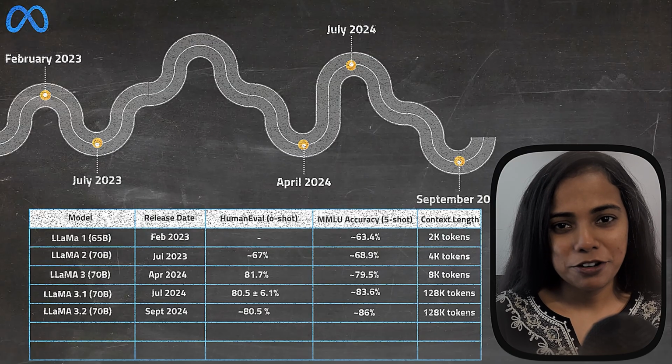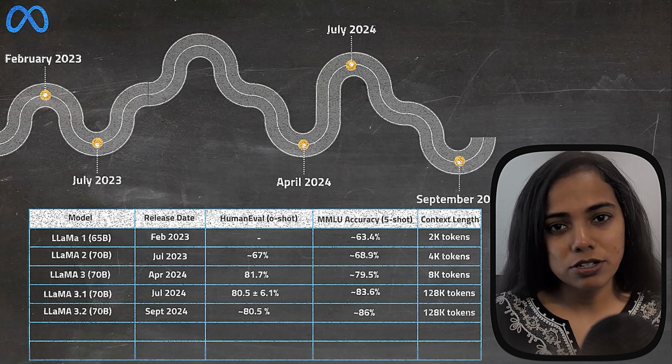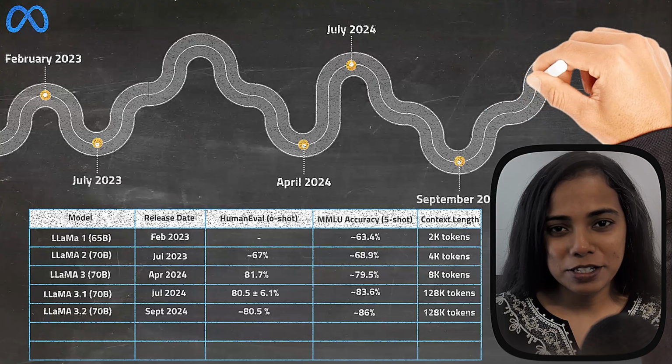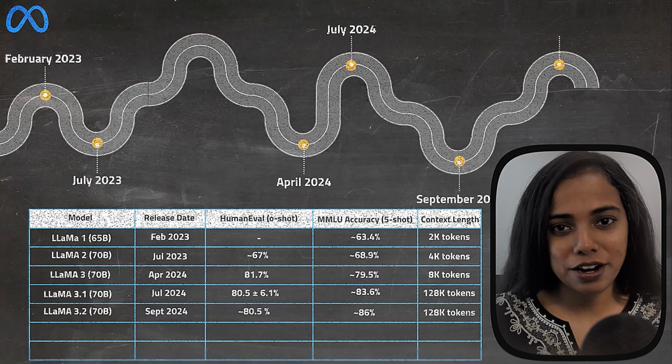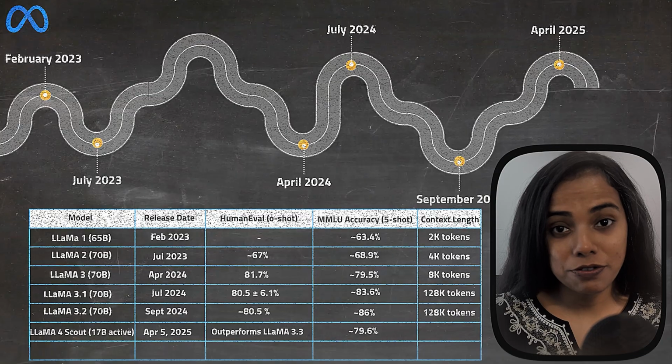Rounding out the year, LLaMA 3.3 re-optimized the 70 billion variant for efficiency and cost, so it delivered a similar performance but with a reduced demand on resources. The latest evolution is LLaMA 4, which arrived in April 2025. It featured a mixture of experts architecture.